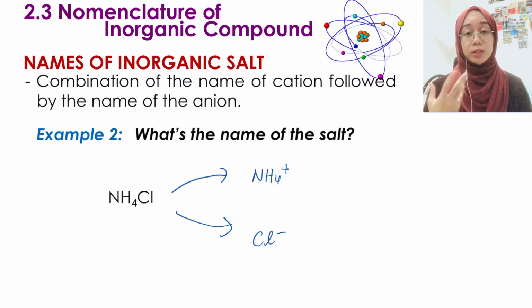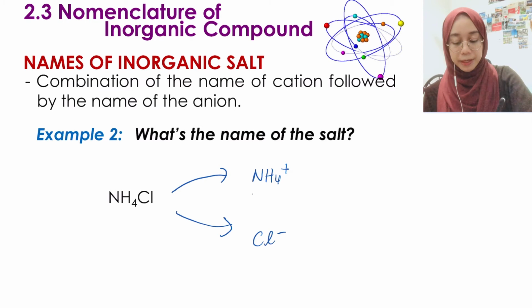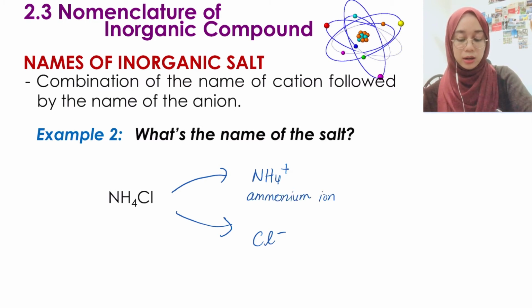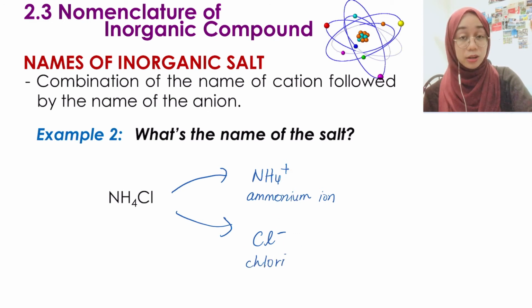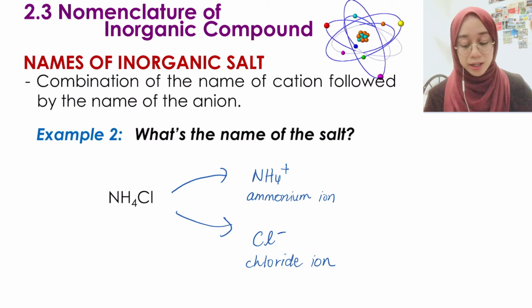Okay, and then kamu just kena cari pula what's the name of the ions then. So ion yang atas ni adalah apa yang kita panggil sebagai ammonium ion. Okay, yang bawah ni pula is what we call as chlorine ion kah? Adakah ini chlorine ion? No, kita tukar belakang tu jadi IDE kan. So this is what we call as chloride ion. Okay, therefore we put them together.